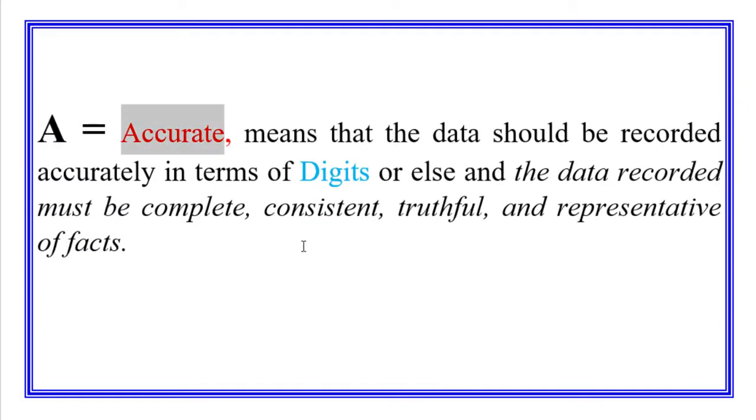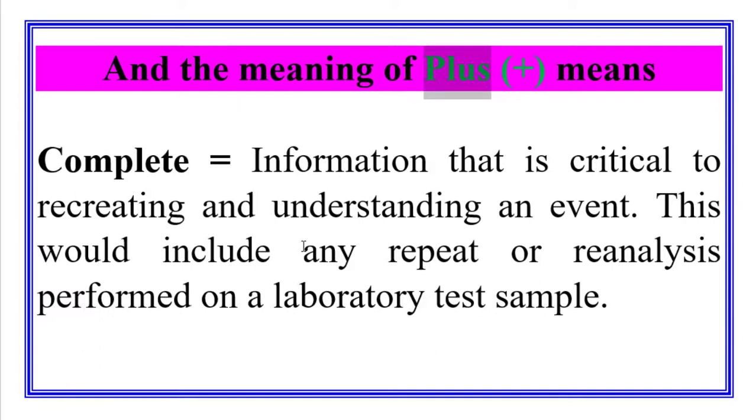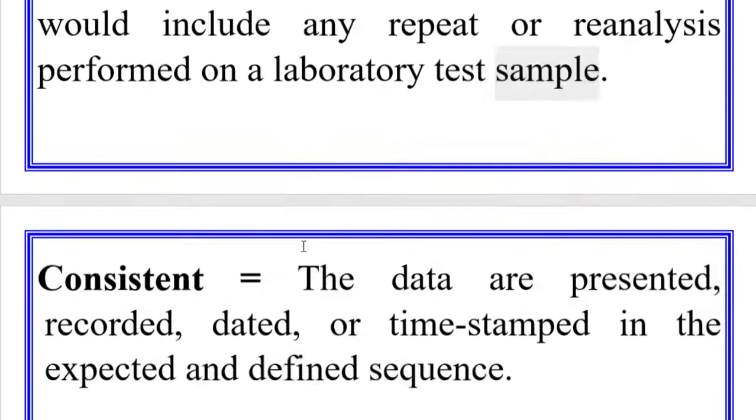A equals accurate means that the data should be recorded accurately in terms of digits or else, and the data recorded must be complete, consistent, truthful, and representative of facts. And the meaning of plus means complete equals information that is critical to recreating and understanding an event. This would include any repeat or reanalysis performed on a laboratory test sample.